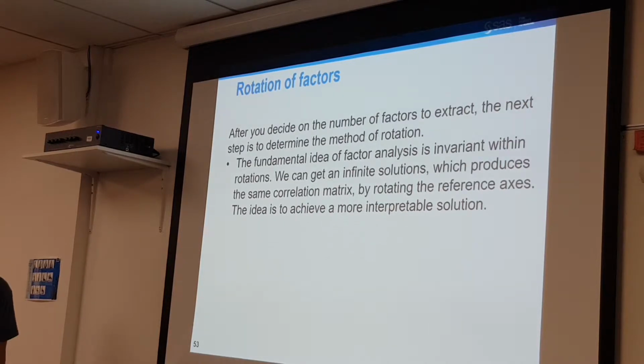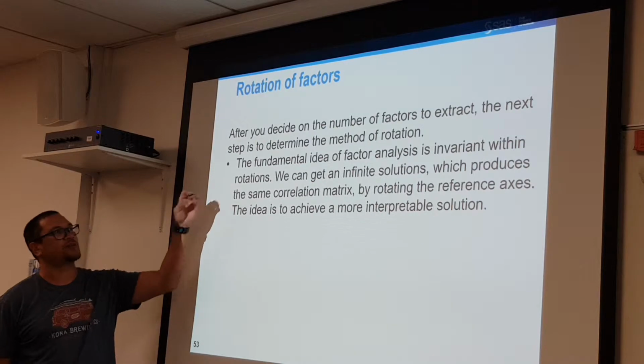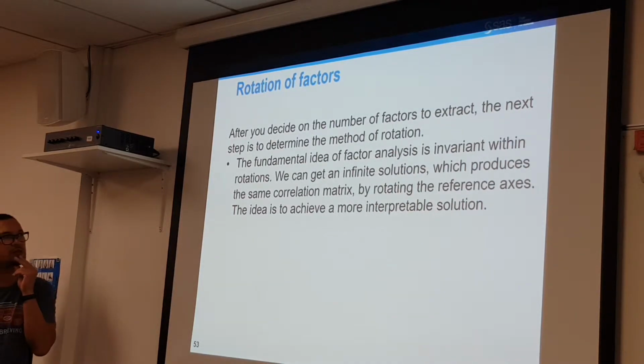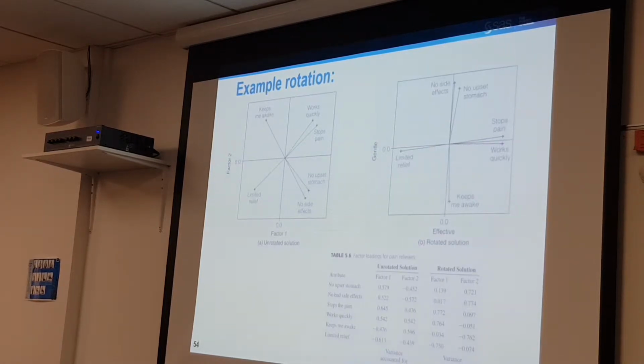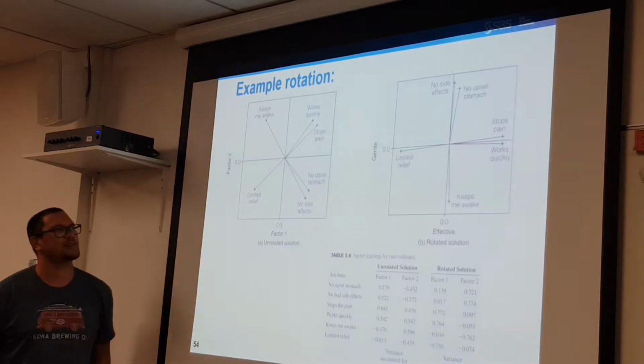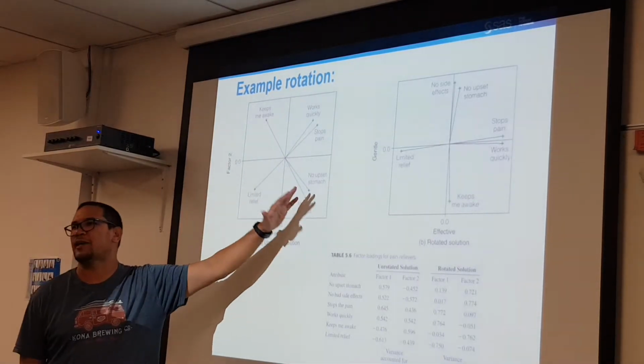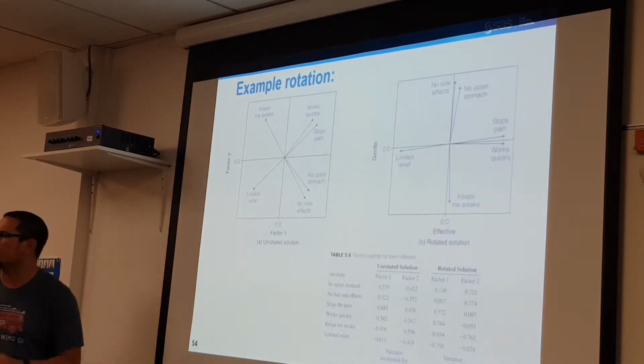So the fundamental idea of factor analysis is that it's actually invariant to rotations. You can get a whole bunch of solutions which are going to provide the same correlation matrix, right? What we want to do is basically come up with a solution that we can interpret. So let me give you an example. Here we have two factors, right? So think of this as like a PCA plot, if you like, or a biplot, essentially.